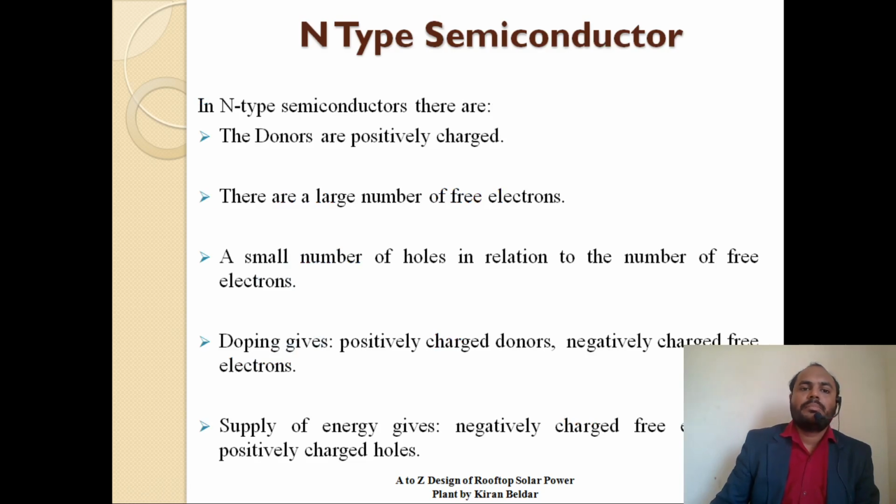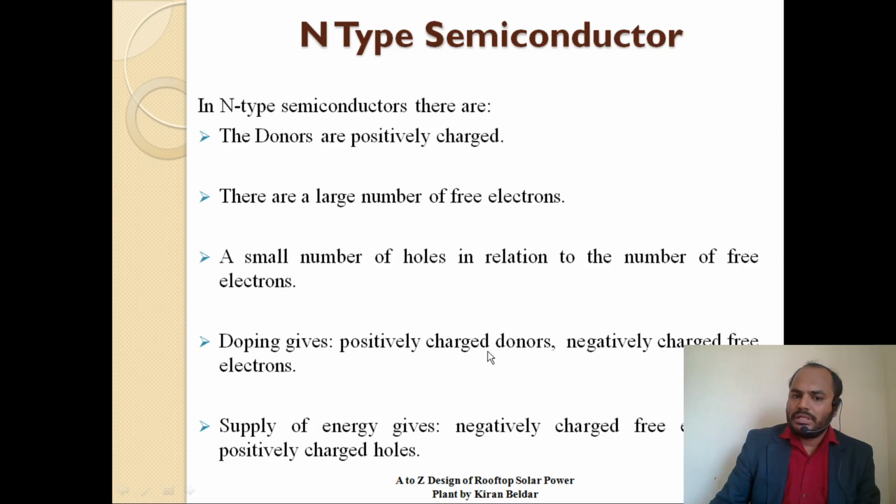Now we will see some points in the n-type semiconductors. In n-type semiconductors, the donors are positively charged. There are a large number of free electrons when the antimony type of material is combined with silicon or germanium. A small number of holes in relation to the number of free electrons. There are fewer holes existing in this n-type semiconductor material.